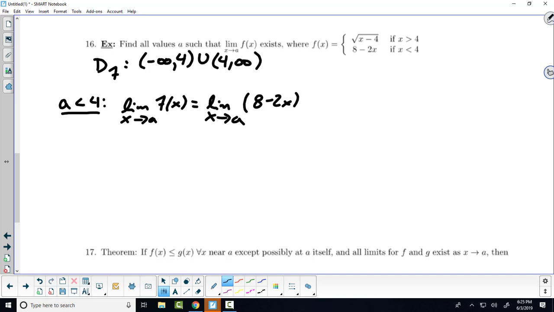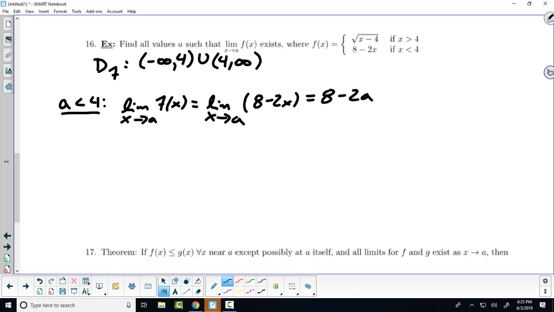I'm going to say that one more time. This expression is defined for all real numbers. A is a real number. So we can go ahead and evaluate this limit through the direct substitution property, and we would find that it's 8 minus 2a. Not very exciting. Right? This function isn't very exciting for values less than 4.